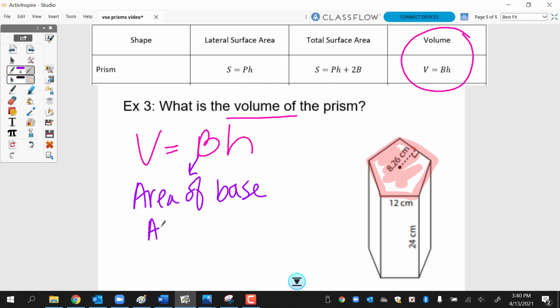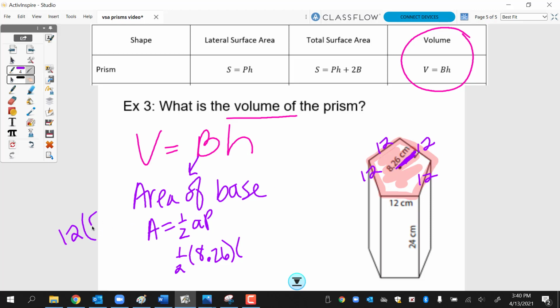Okay, so I'm going to write that down. I got to do 1/2 AP. Now we remember A is the apothem, so that's the line in the middle. So 1/2 times 8.26 times P is the perimeter of this shape. We find all the sides are 12. 12, 12, 12, 12. So to find the perimeter, we're doing 12 times how many sides? Oh, there was 5 sides. 12 times 5 is 60. That's my perimeter. I gotta type that in.